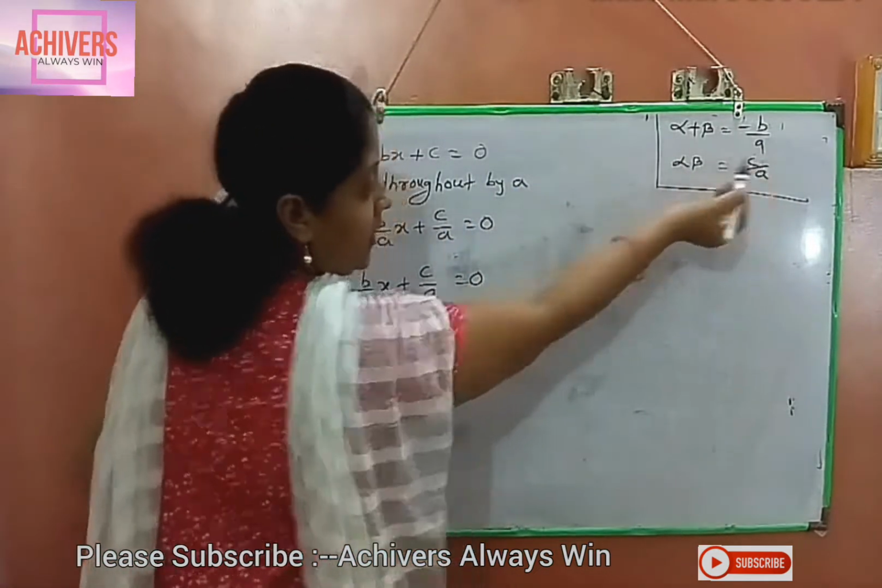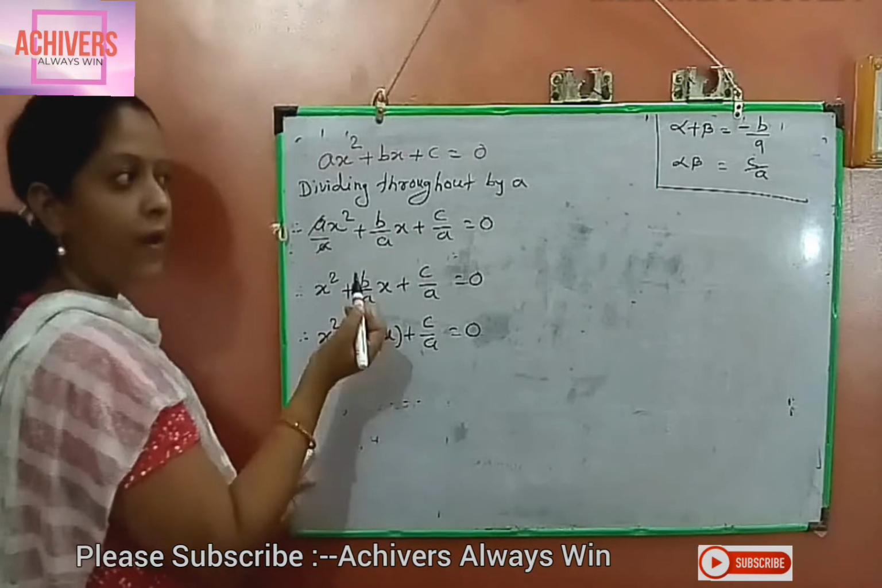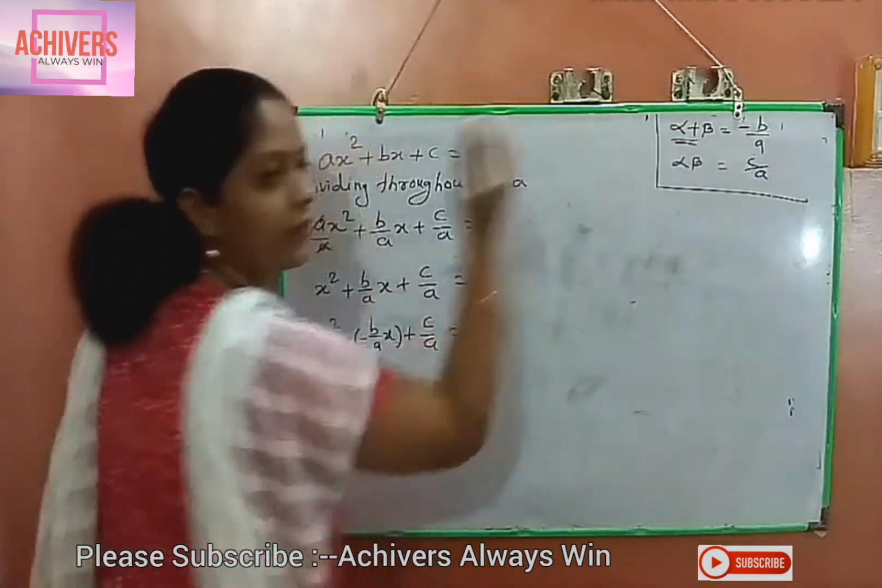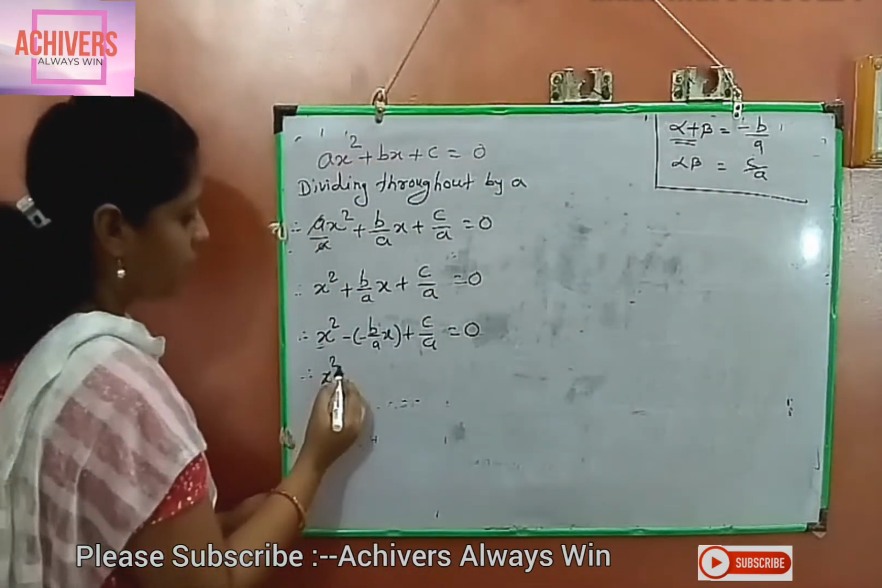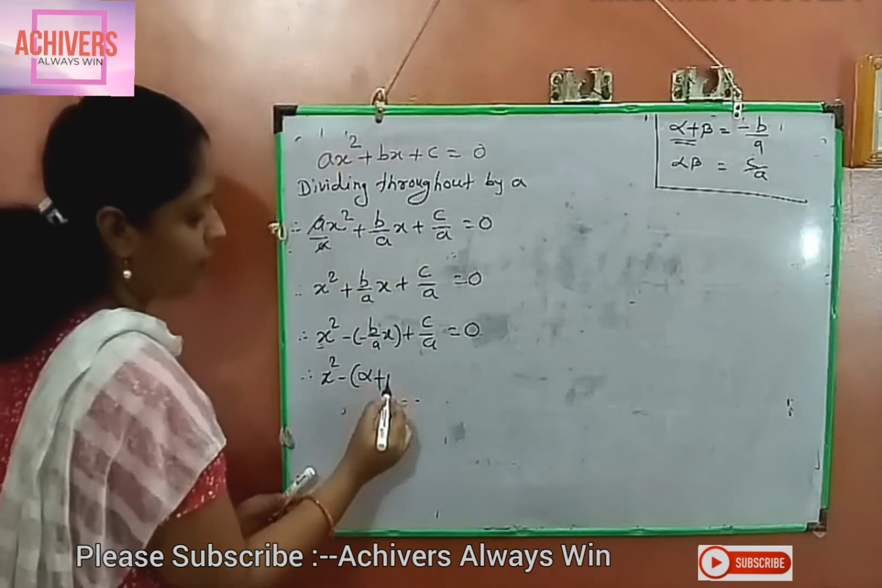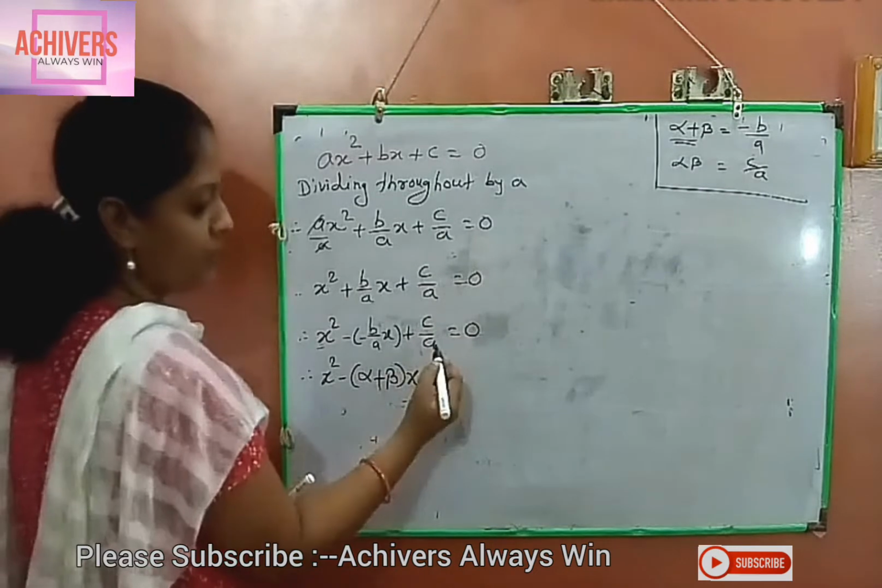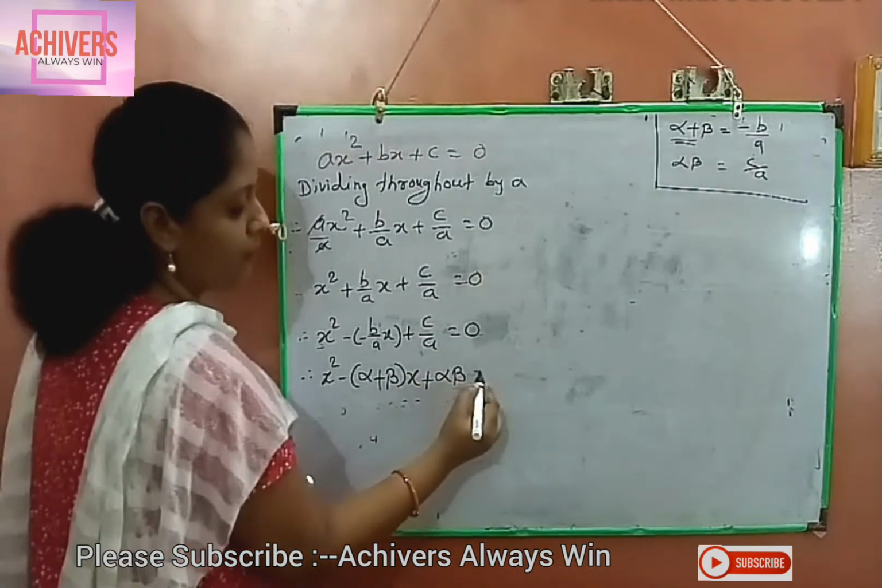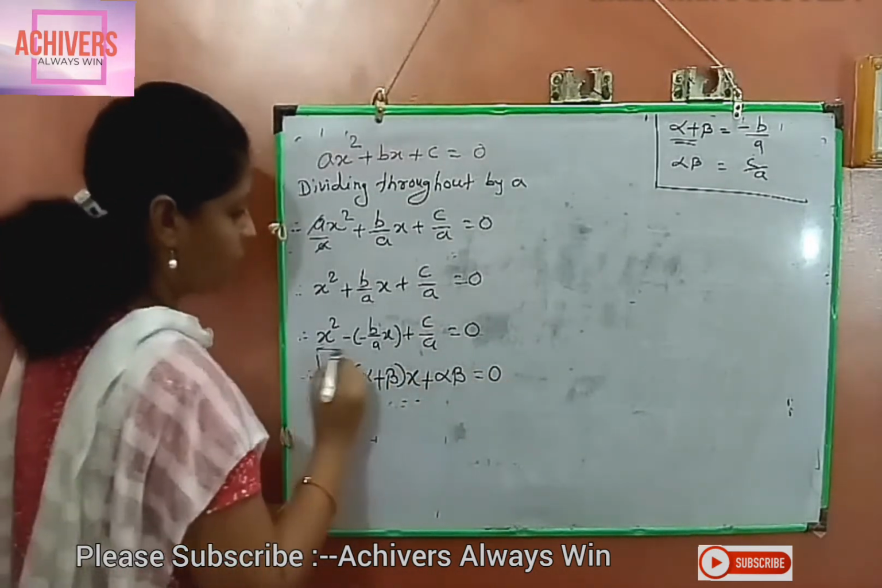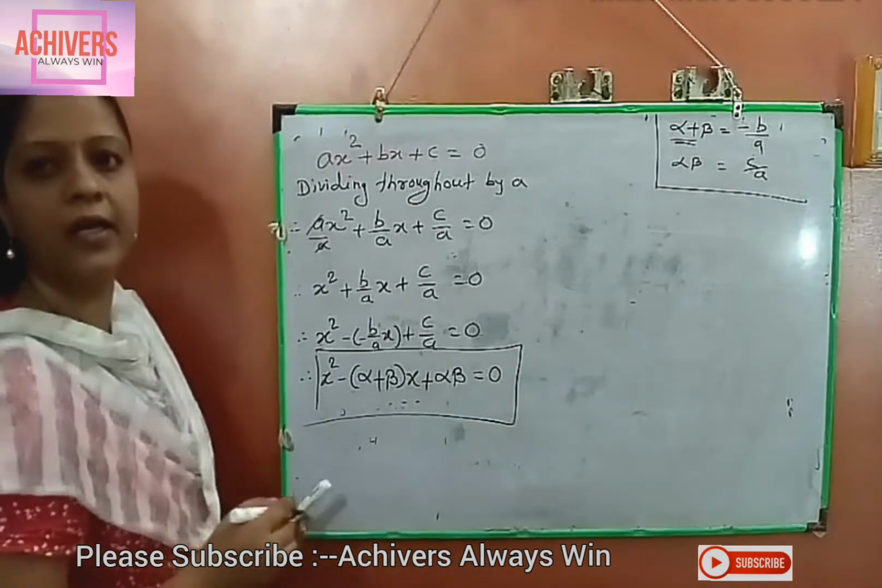Minus b by a here and minus b by a here. Minus b by a means which value? Alpha plus beta. So x square minus (alpha plus beta)x plus c by a. C by a means which value? Alpha multiply beta is equal to 0. That is our required quadratic equation.